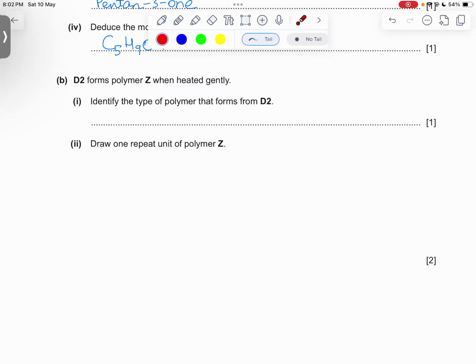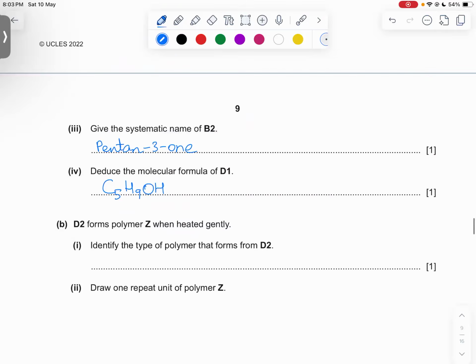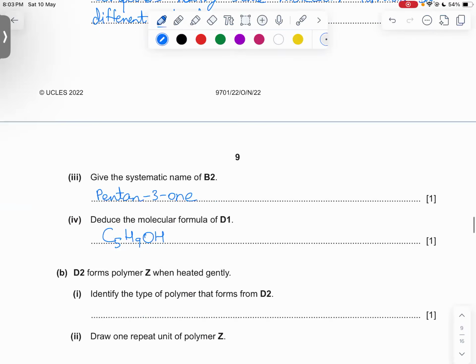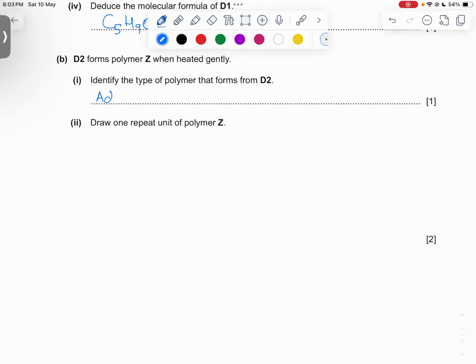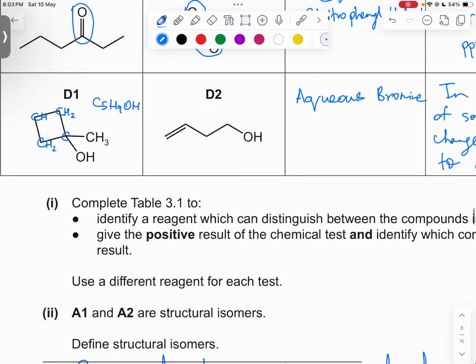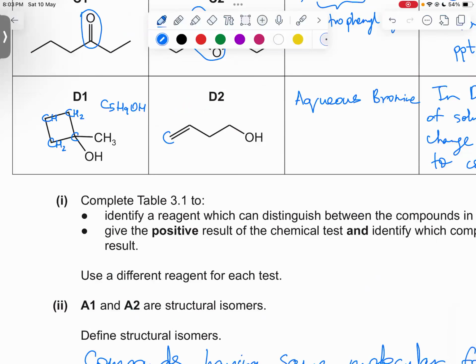Next question. D2 forms polymer Z when heated gently. All right. So polymer Z is formed when D2 is heated gently. Identify the type of polymer that is formed from D2. So what is D2? D2 is this one. All right. So D2 is an alkene. So the polymer that is formed from an alkene is called an addition polymer. All right. So this is an addition polymer.